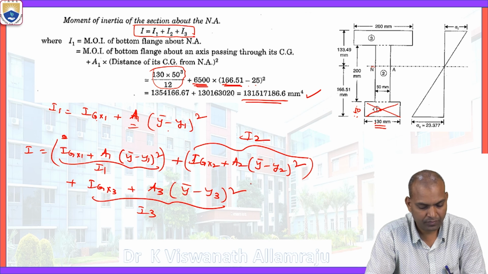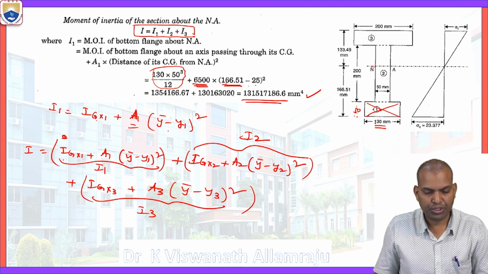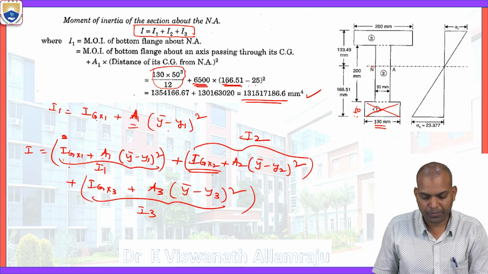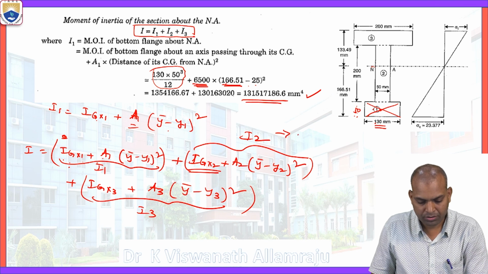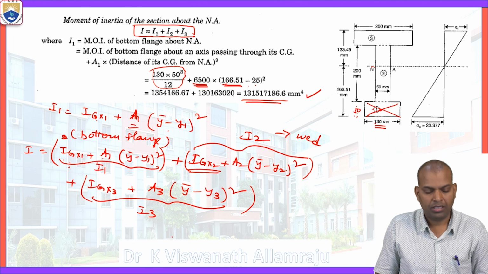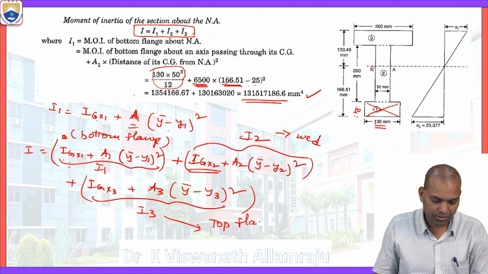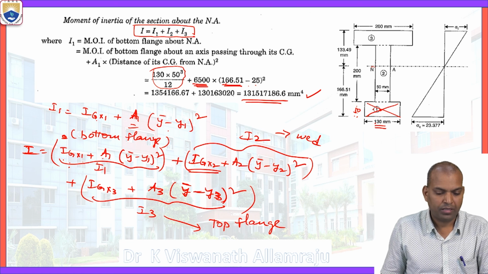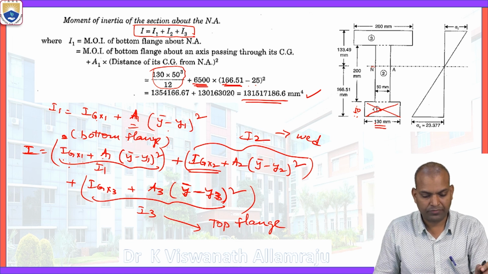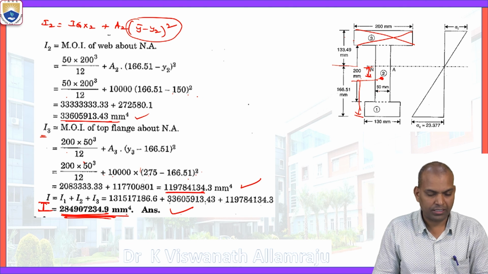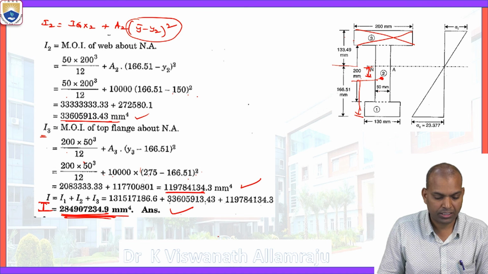This is the sum. If you substitute Ig x1 as b1 d1 cube by 12 and a1 as b1 d1, with (bar y minus y1), and Ig x2 as b2 d2 cube by 12, that is the web portion. I2 is related to the web portion, I1 is related to the bottom flange portion, and I3 is related to the top flange portion. In this manner we calculate the total moment of inertia formula directly. If you substitute, you will get the same result as when we calculated I1, I2, I3 individually. In one go, we get the area moment of inertia about the neutral axis directly.